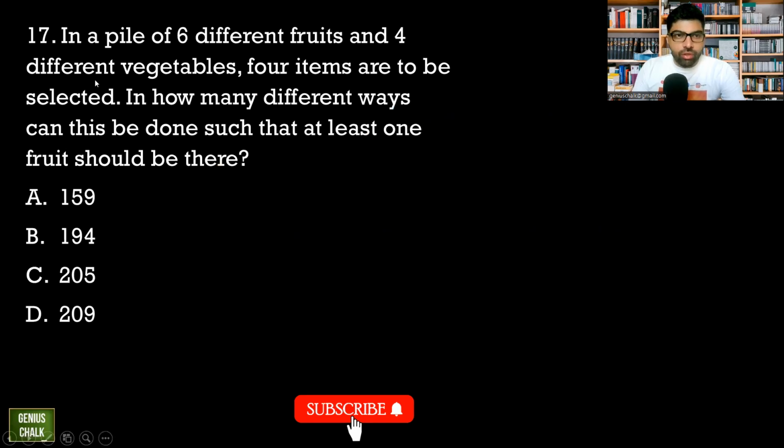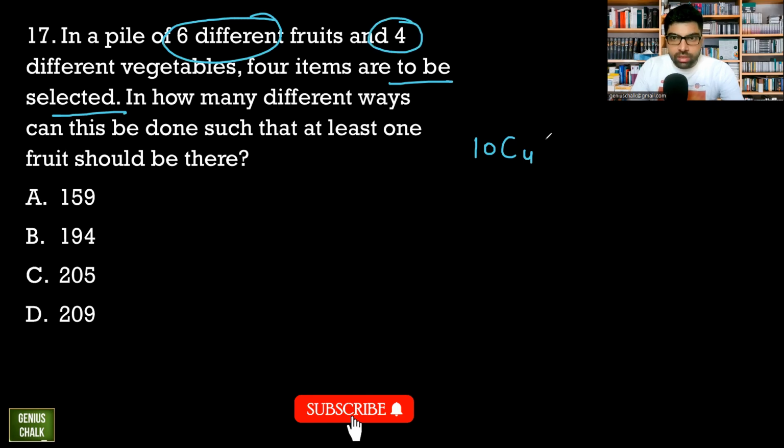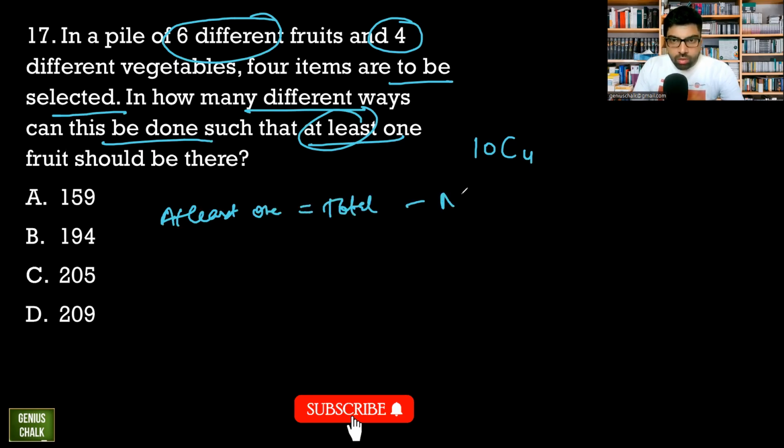In a pile of 6 different fruits and 4 different vegetables, 4 items are to be selected. Okay, that means total 10C4 from 6 fruits and 4 vegetables. How many different ways can this be done? At least one fruit should be there. You know that an at least one case means total cases minus the no fruit case. The condition is on fruits, so total cases minus no fruits case.